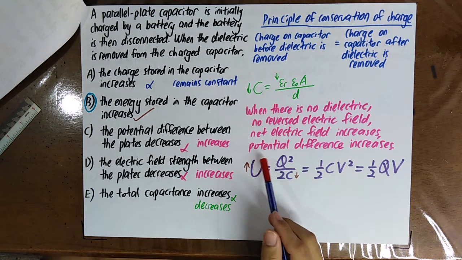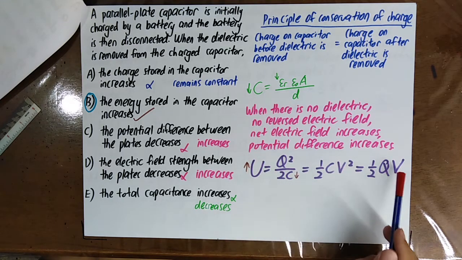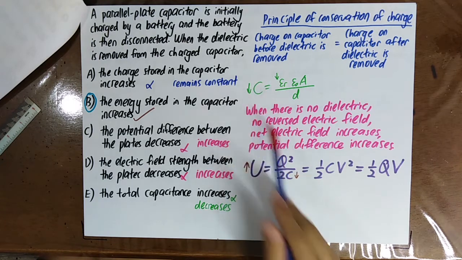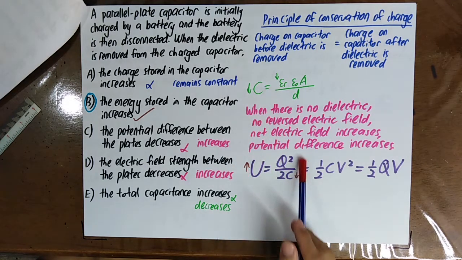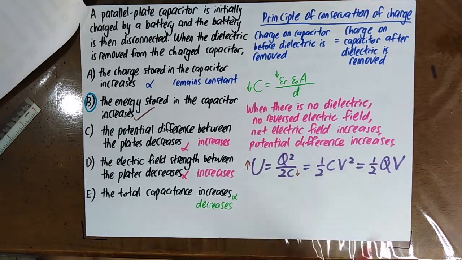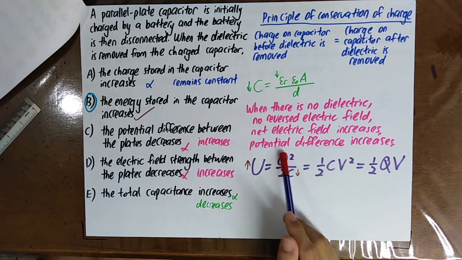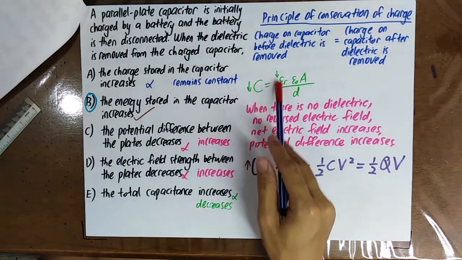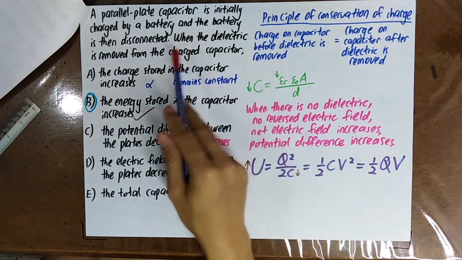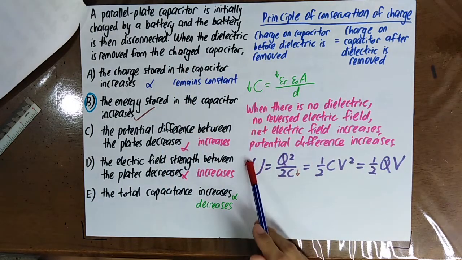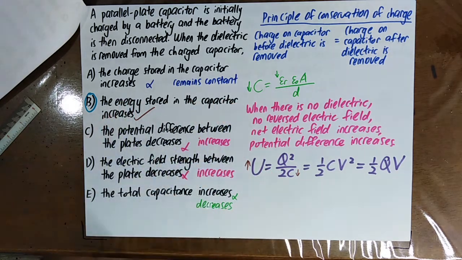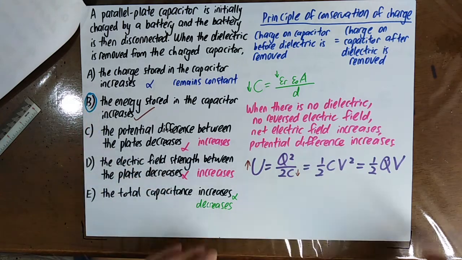Now the energy stored inside the capacitor has these three formulas. When Q is constant and C decreases, you use this formula instead of the other two. Because Q is constant due to charge conservation, and C decreases because the dielectric is removed, U increases. So you know that the energy stored inside the capacitor increases. Okay, the answer is this.